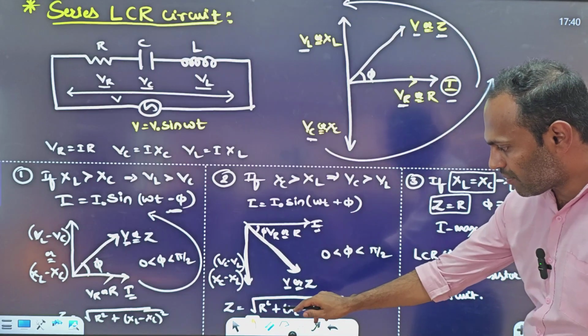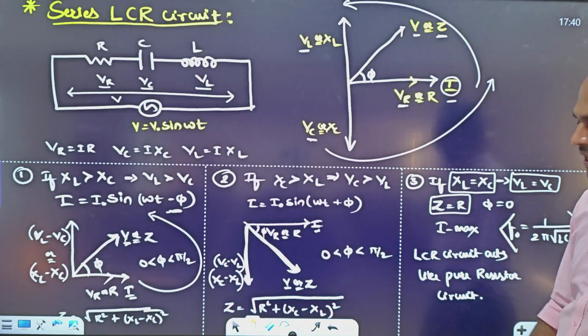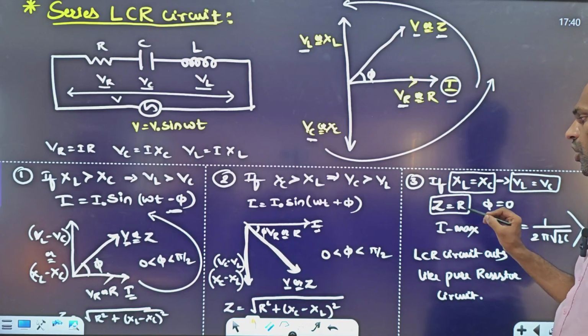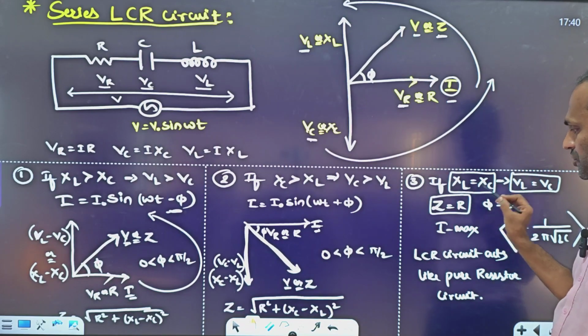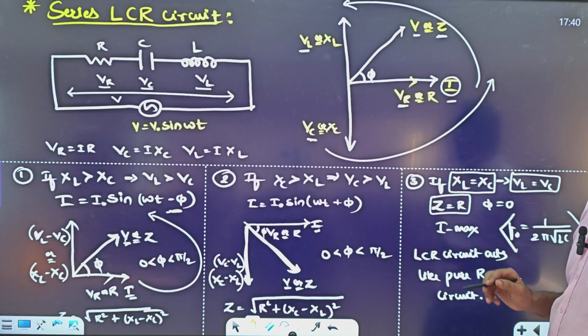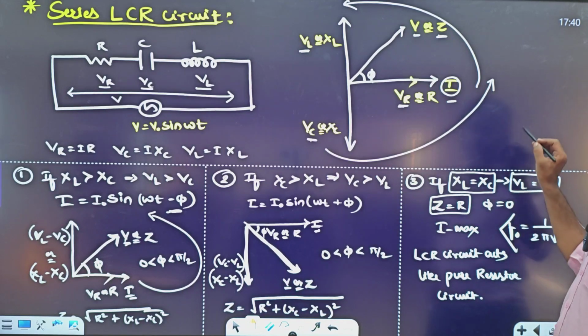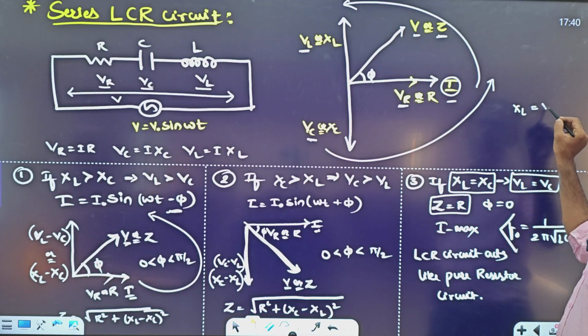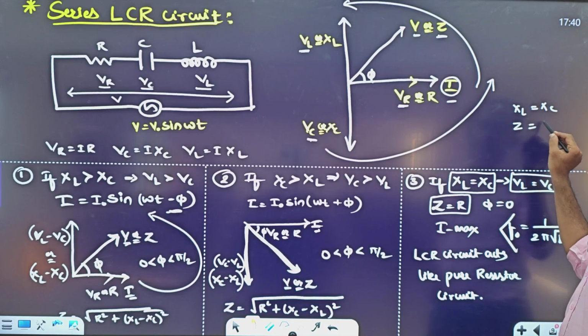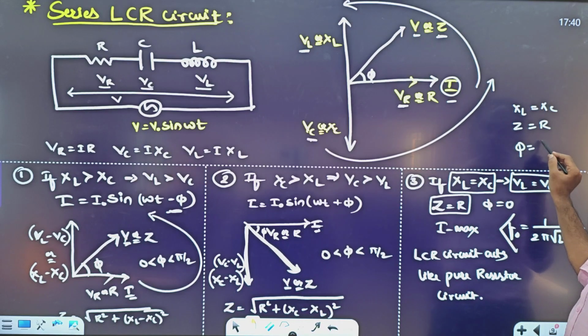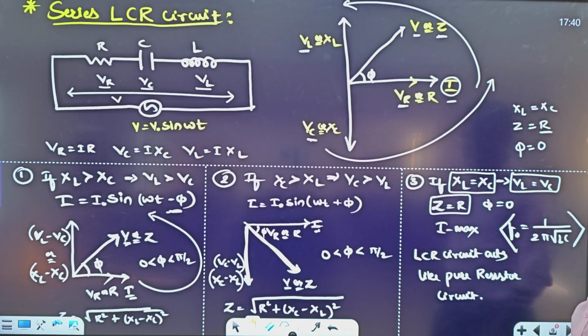Z will be root of R square plus 0, so it will be R. This is called resonance. This condition is called resonance, right? So the conditions for resonance are XL must be equal to XC and Z must be equal to R. Phase difference here will be 0 because it acts like a pure resistor circuit.